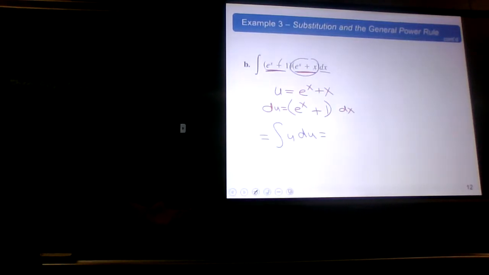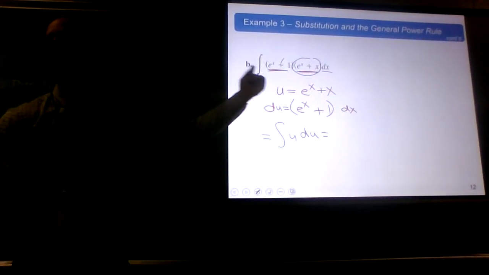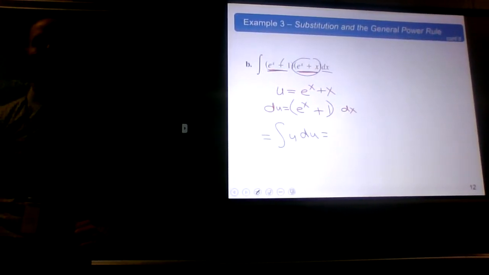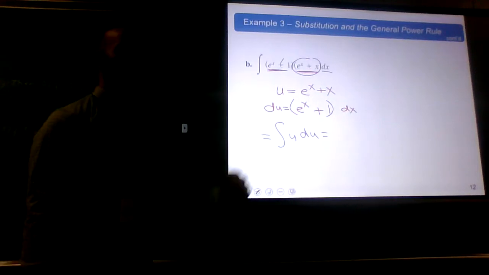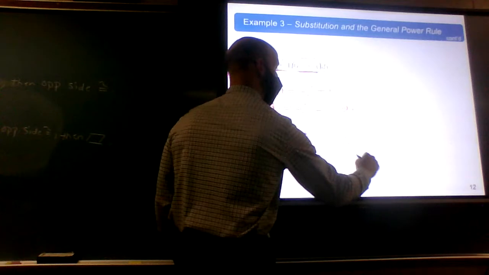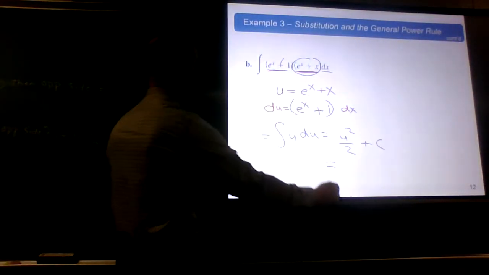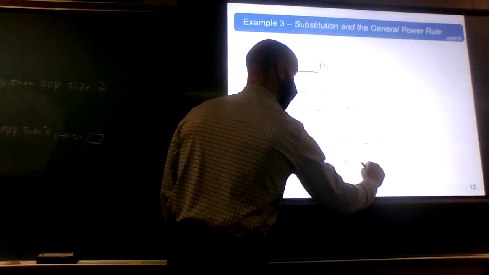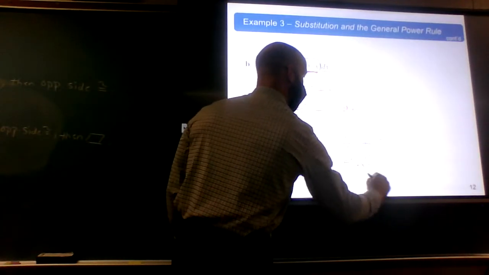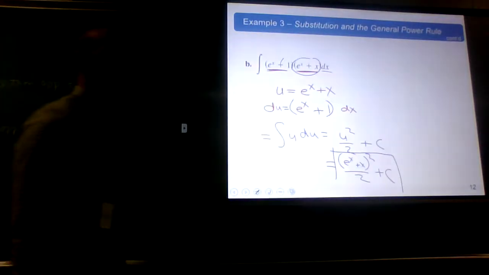It's ridiculously easy now. Look at this integral compared to the first one, which would almost make you want to cry when you first look at it, doesn't it? Okay, what is the integral of u? U squared over 2. Don't forget the plus c. And now finally convert it back. So that's going to be e to the x plus x squared over 2 plus c. That's your answer. Have a nice day.